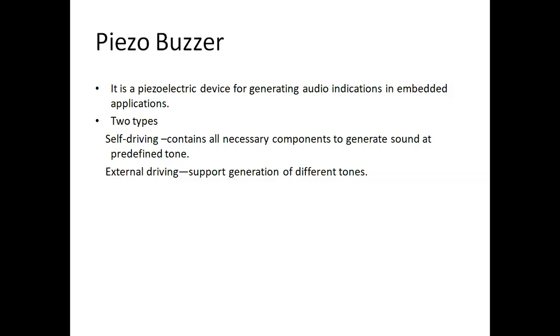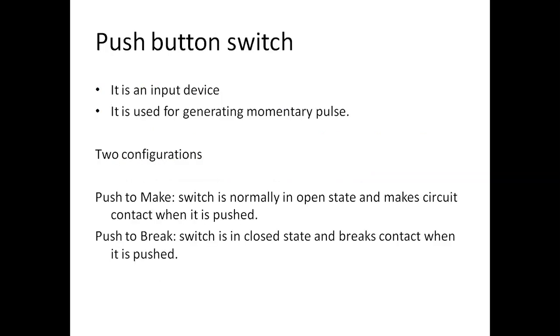Okay. Next, let's move to the push button switch. It is an input device. It also is having two configurations: push to make and push to break. That means in order to make the connection, we have to push in the first category. In the second category, in order to break the connection, we have to push. So in the push to make configuration, the switch is normally open and it makes circuit contact when the button is pushed. Okay, that is why it is push to make.